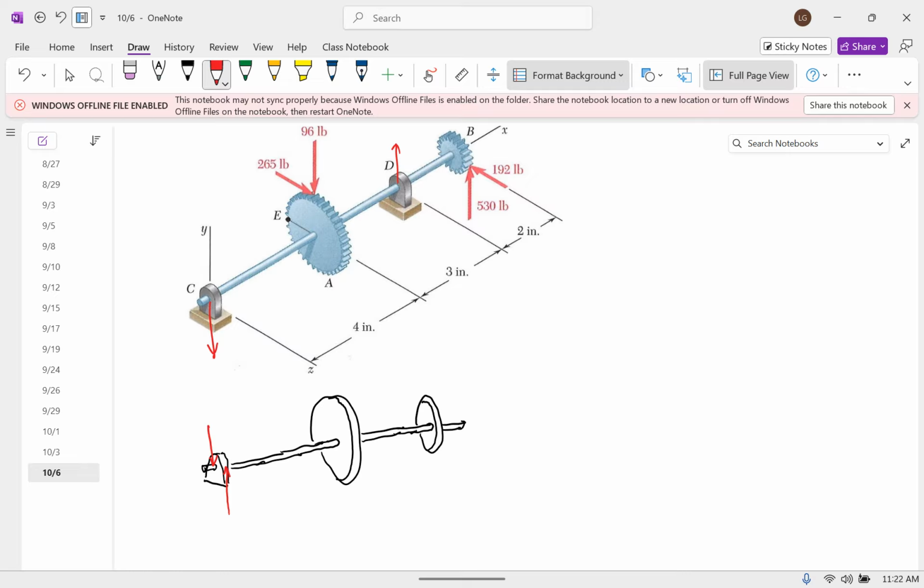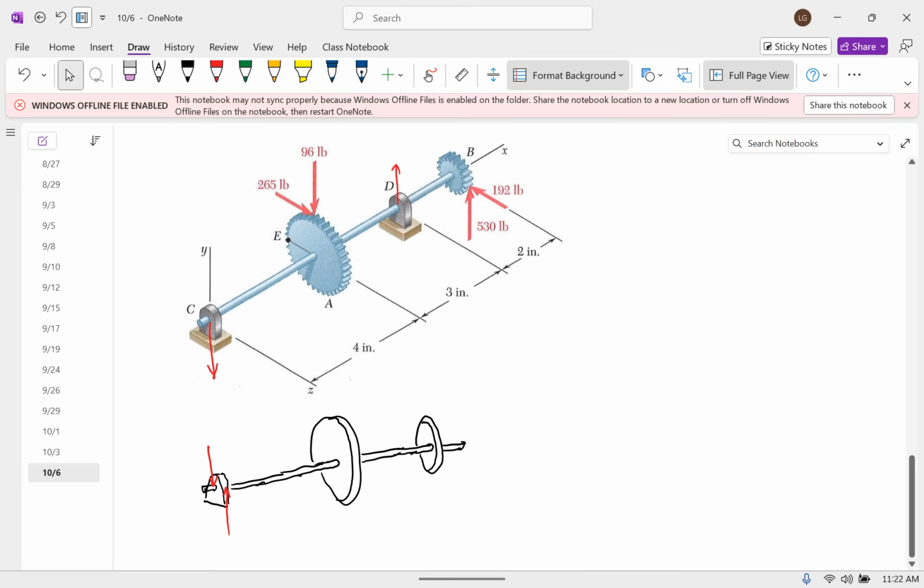So are C and D like 3D? So they have X, Y, and Z? One of them, I guess, we'd have to choose which one we're going to put thrust on. I think it's not going to matter in this case because there's no forces along the shaft. Okay, well, let's do it and see.